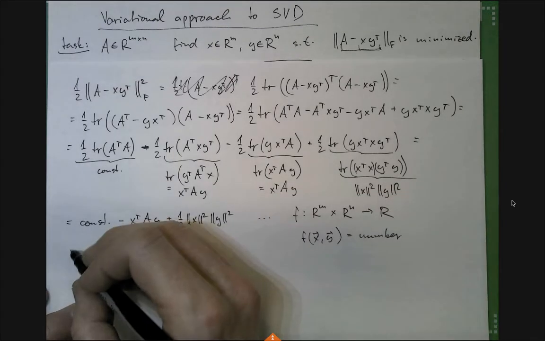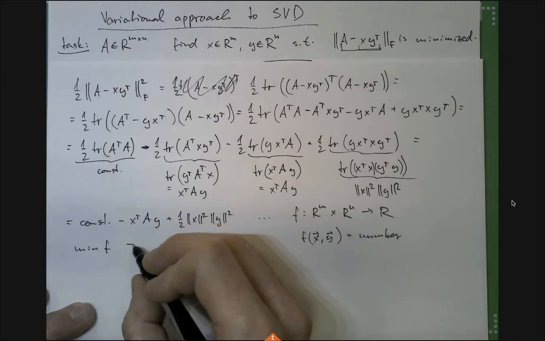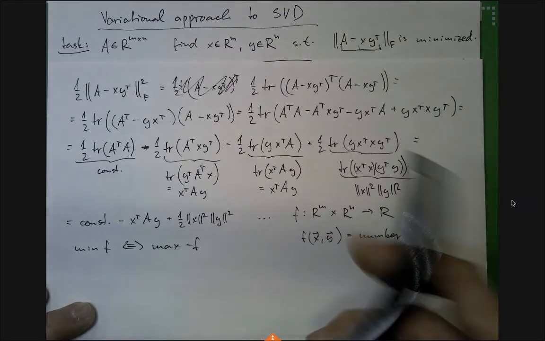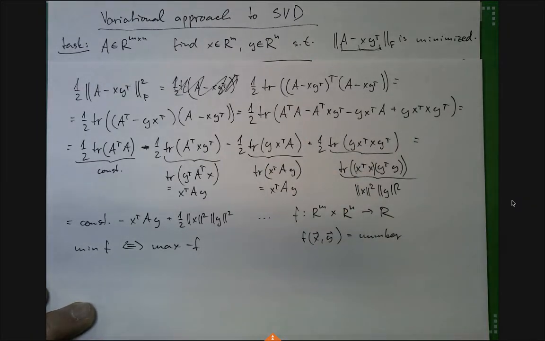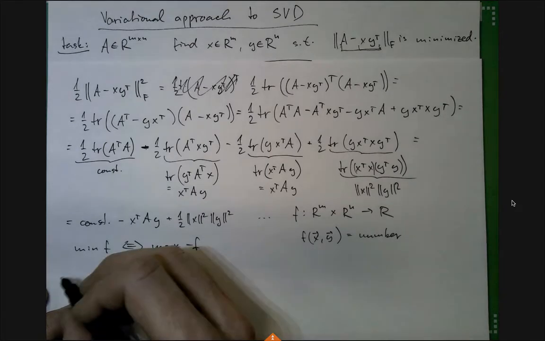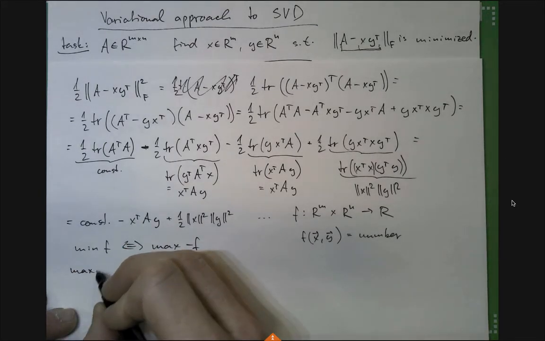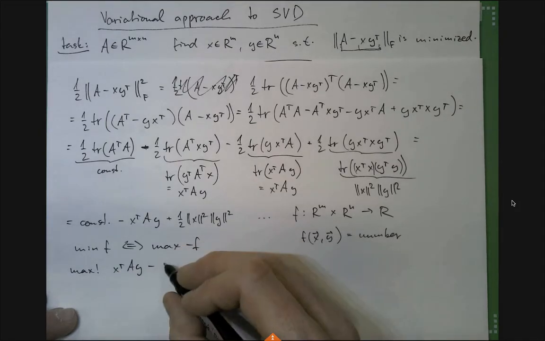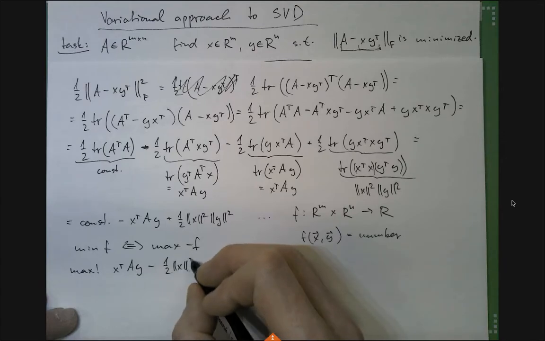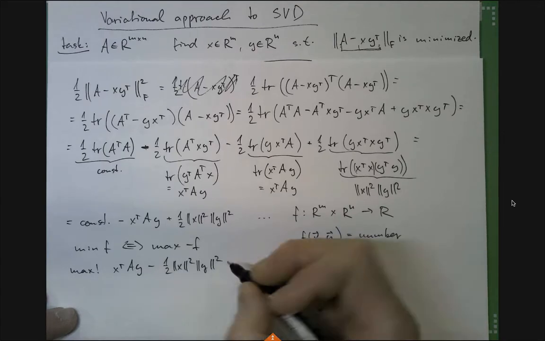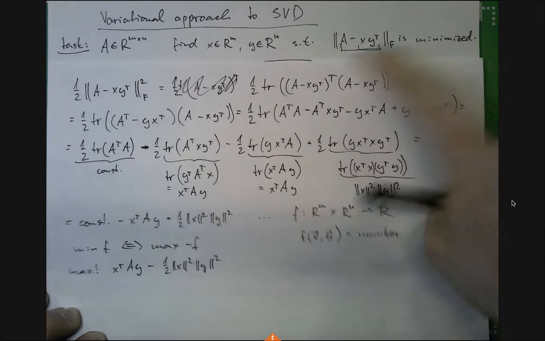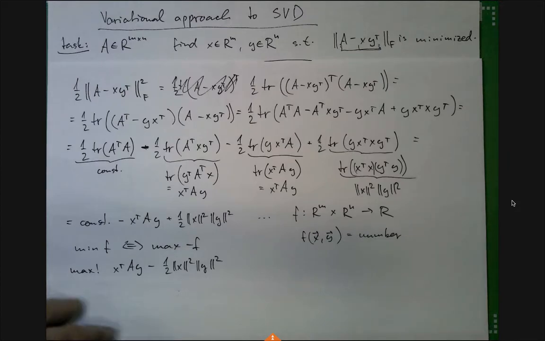And of course, instead of minimizing f, it's equivalent to maximizing minus f, right? So basically I can be maximizing XTAY minus 1/2 of the norm x squared times the norm y squared, okay? I just flip the sign and, instead of minimizing, I can be maximizing it. Why not? Seems to make a little more sense that way.